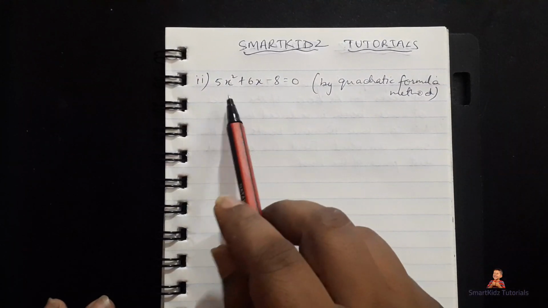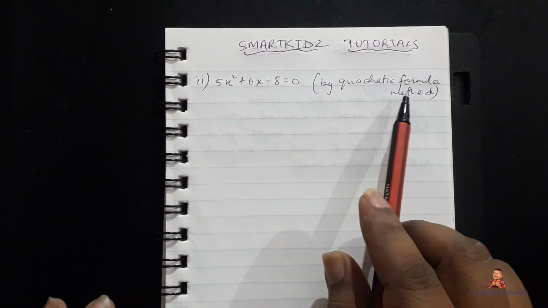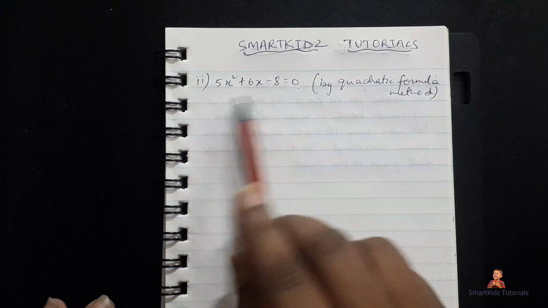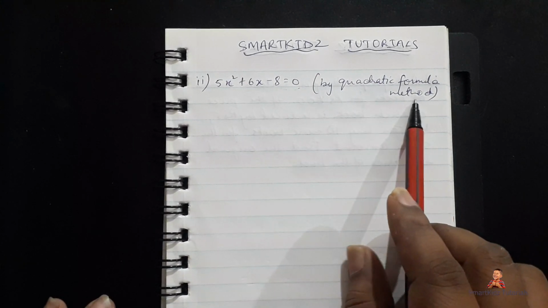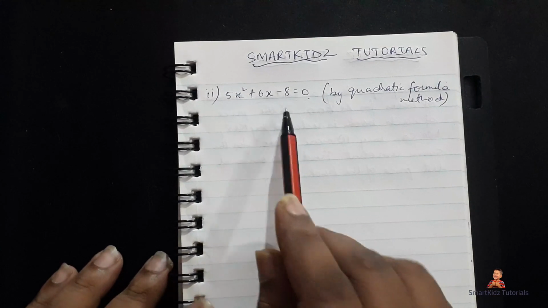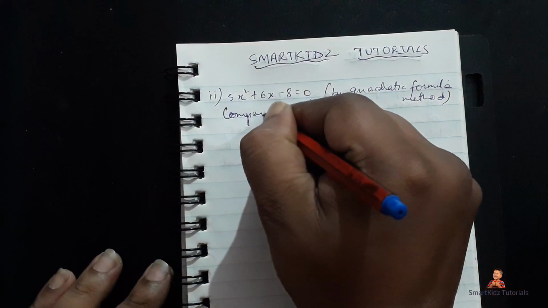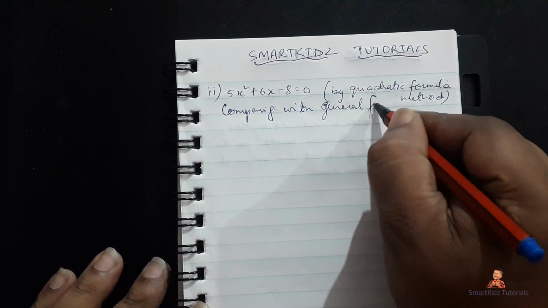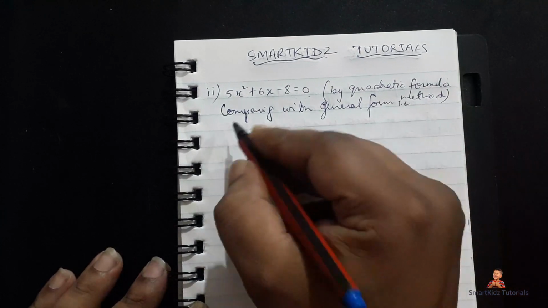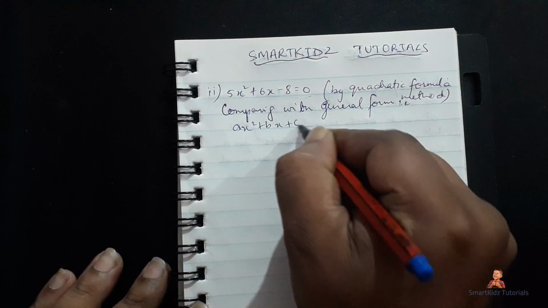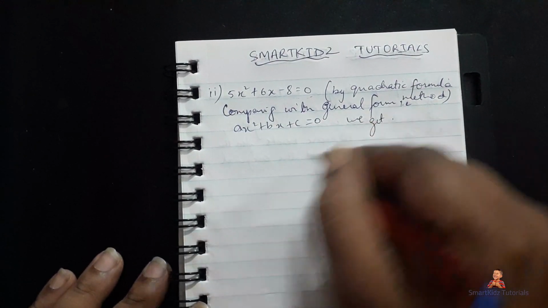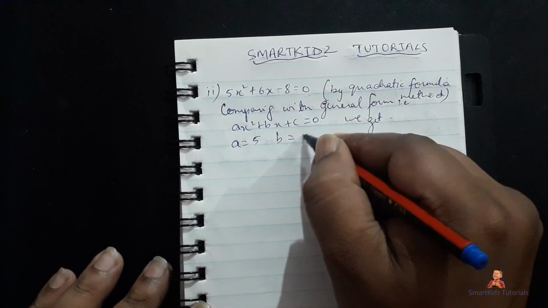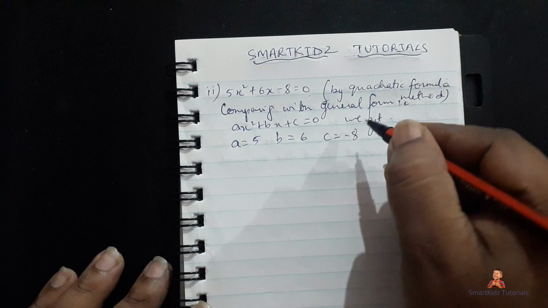The second choice that you have is using quadratic formula method. So the quadratic equation given is 5x square plus 6x minus 8 equal to 0. We need to find the roots using quadratic formula method. So we compare this with our general form, that is ax square plus bx plus c equal to 0, and we get a is equal to 5 from here, b is equal to 6, and c is equal to minus 8.